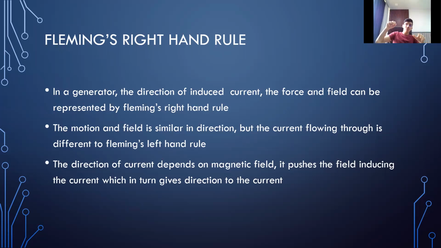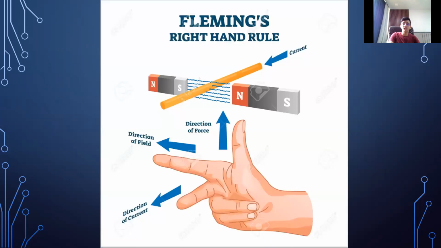So if you use a force in some different way, if you use a force downwards and there's a field this way, the current is going to flow to the right. If you use a force upwards, if you move it upwards and the field lines are towards you, towards the screen, the current is going to flow to the left direction. So it really depends on what kind of direction and what kind of force you are applying to the generator.